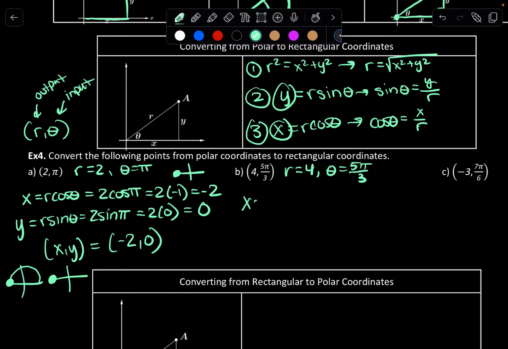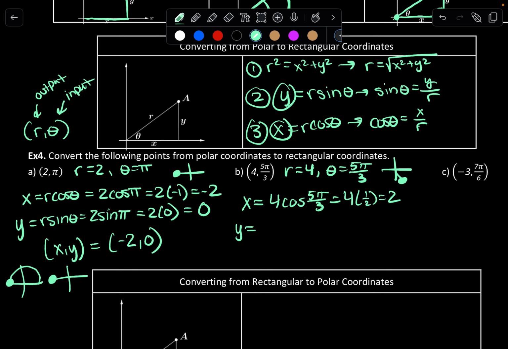All right, so x is equal to r cosine theta. So I have 4 cosine 5 pi over 3. On the unit circle, 5 pi over 3 is in quadrant 4, so that means cosine will be 1/2. So I have 4 times 1/2, which is equal to 2.